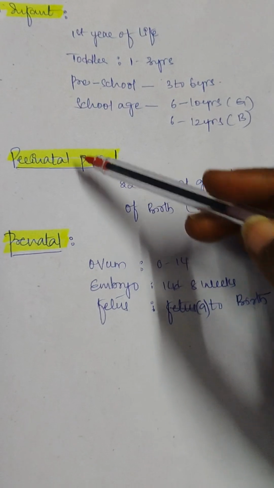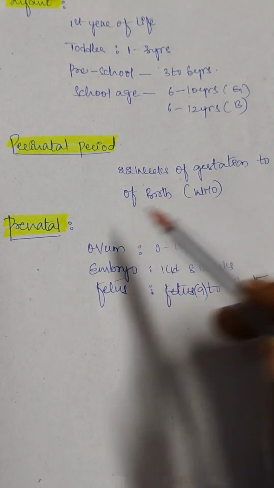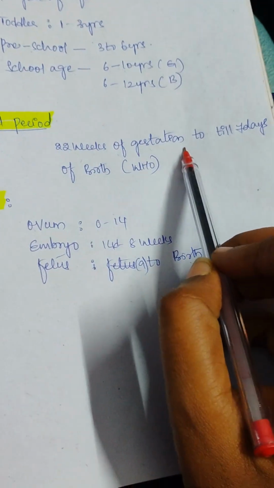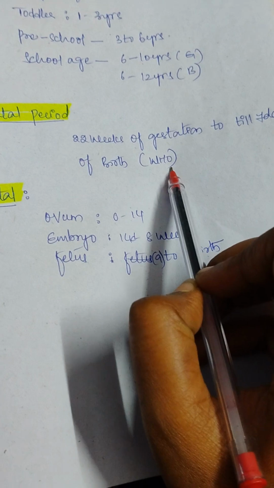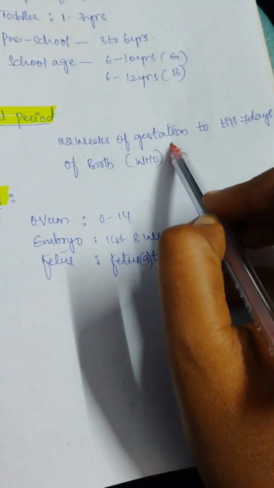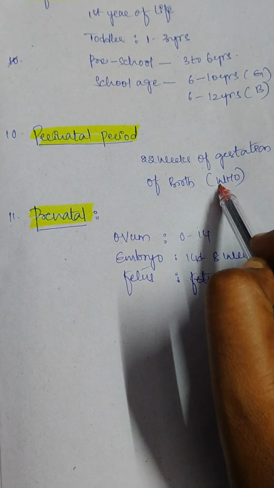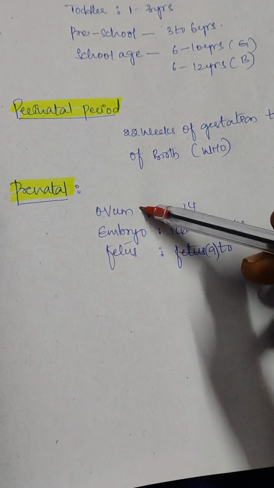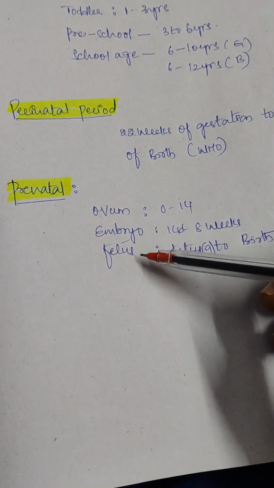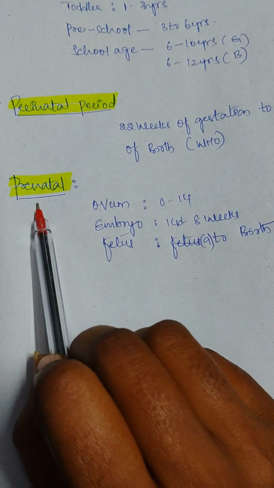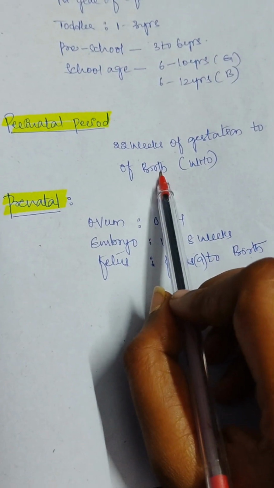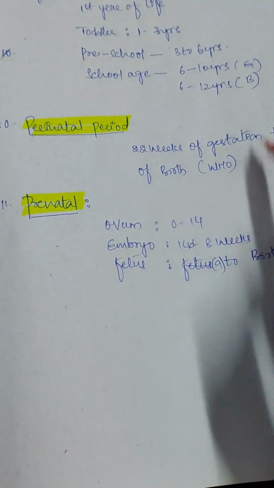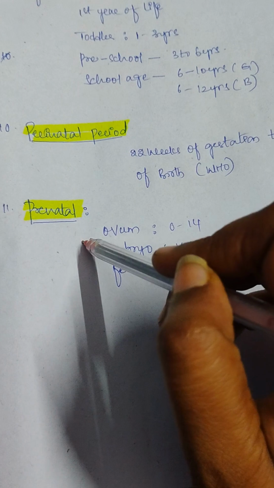The next one. Here you can see the difference between perinatal period and prenatal period. The perinatal is nothing but from 20 weeks of gestation to 7 days after birth, according to the World Health Organization. Prenatal means ovum period, embryo period as well as fetus period together, and this is up to birth. So this is the difference between perinatal period and prenatal period.